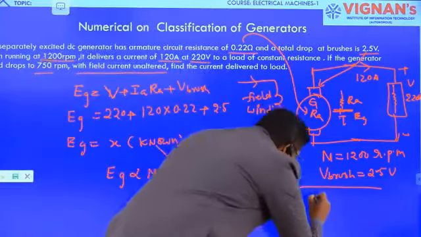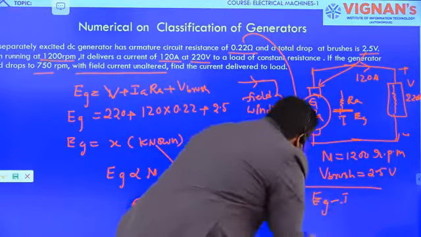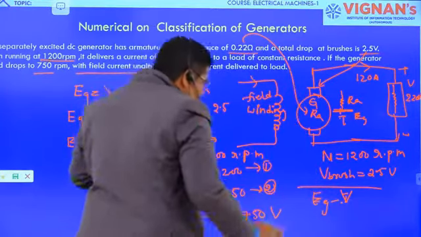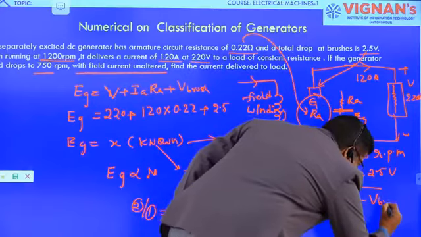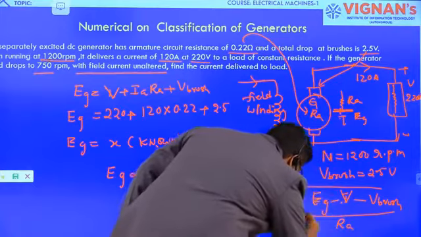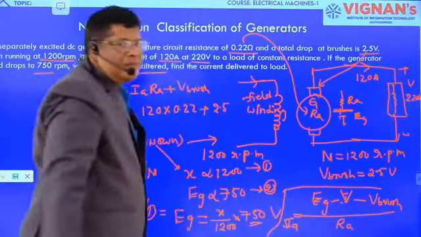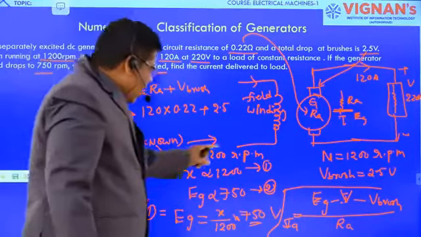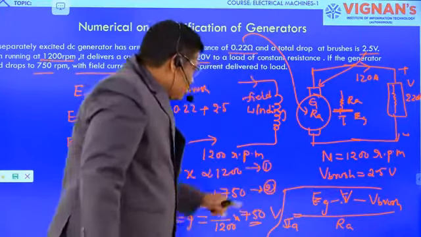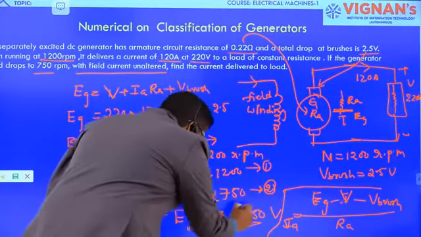Nothing but EG minus V minus V brush, divided by RA, that gives the armature current. In this manner you have to find out. The expression for the armature current equals EG minus V brush. So what is EG here? Already we calculated the EG here. Whatever value you are getting here for EG, you take the same value here.